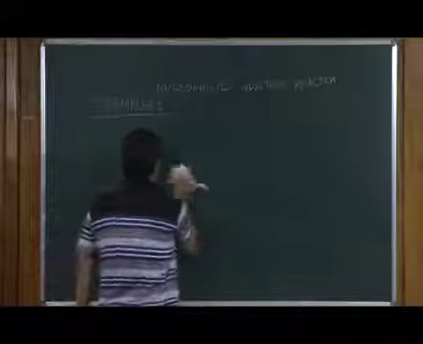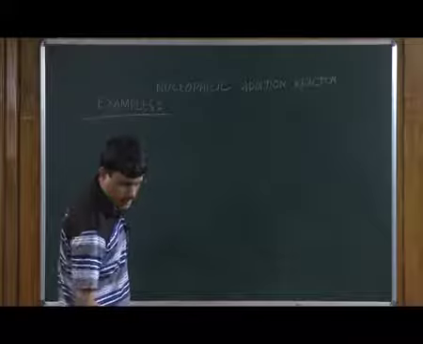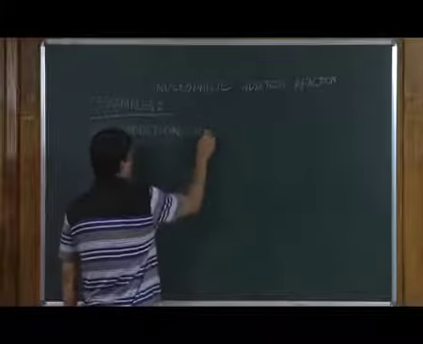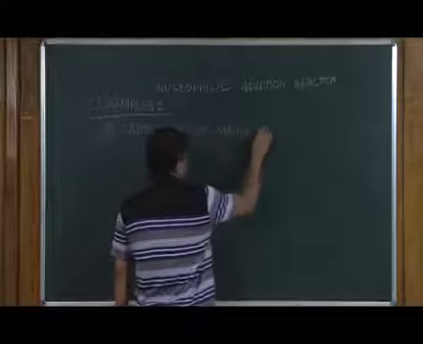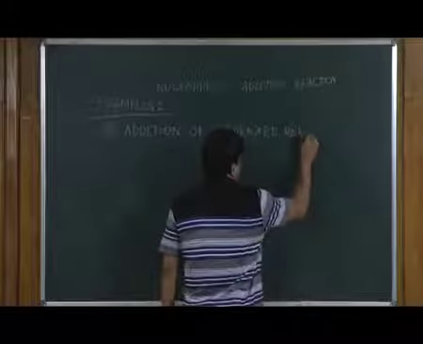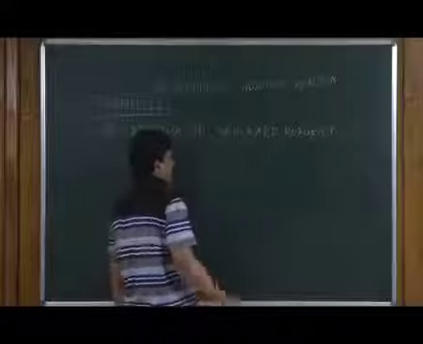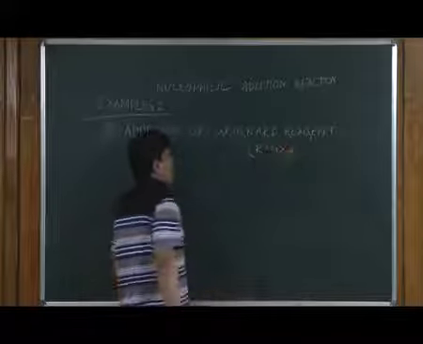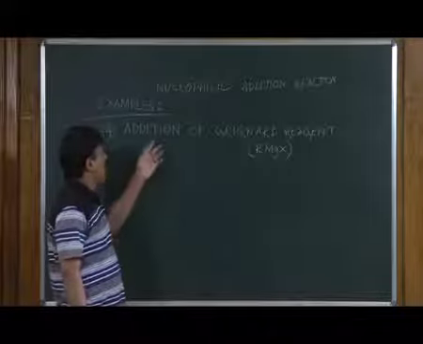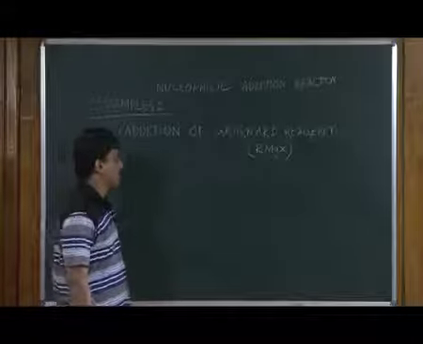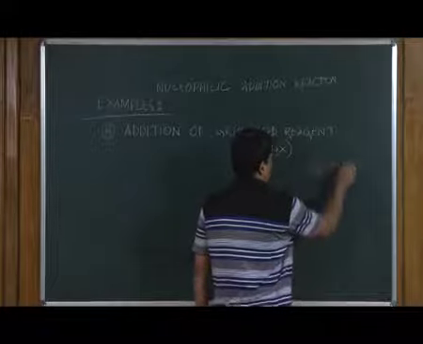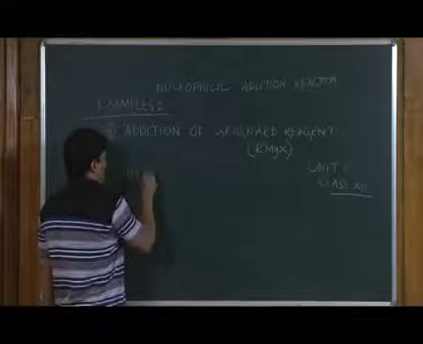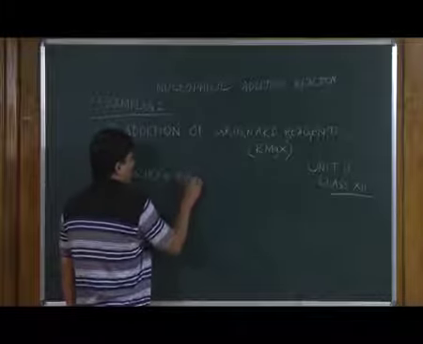Okay, the fourth one we will discuss is addition of Grignard reagent. And Grignard reagent is generally R, we can present here RMgX. So, Grignards are very useful reactions and you can generate different alcohols from aldehydes and ketones, which has been already discussed in unit 11 plus 12. And in this addition, we can get primary, secondary as well as tertiary alcohol depending on the choice of the carbonyl compound.